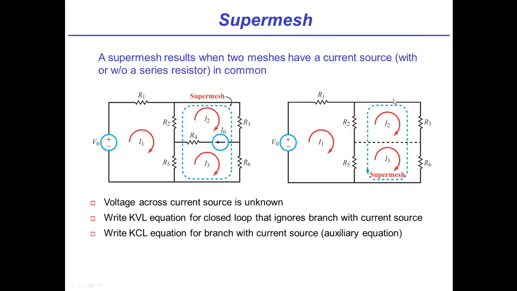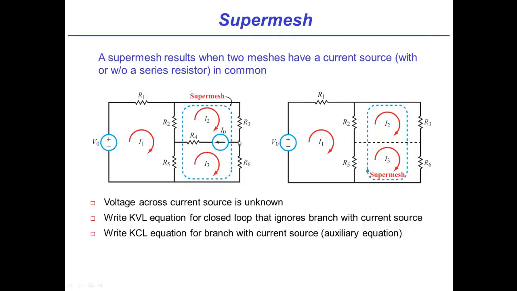And so here's our supermesh, and we would write KVL around the supermesh. Let's say we started at the bottom left, we'd write the R5, R2, R3, and R6 terms. So those would be the 4 terms of our KVL, and then we would come back and do a KCL for the shared branch that includes the current source. Now remember, the reason it works this way is any current that is being pulled through the left-hand side of the supermesh will then be delivered on the right-hand side.